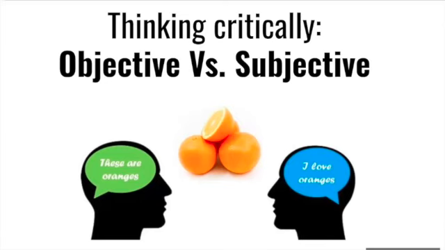So, in this little thumbnail image we have right here, there's a picture of these oranges. On the left-hand side, one character is thinking, these are oranges. This is an objective way of thinking, just very factual, matter of fact, what am I looking at? And then on the right, the other character is thinking, I love oranges. So that character is thinking about the way that the oranges make them feel.